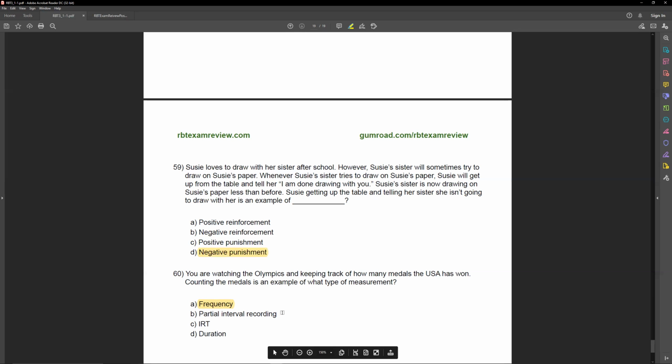Partial interval recording is what? That's a type of discontinuous measurement, okay? IRT is the time in between two responses, and duration is the total time it takes for a response to complete. We are looking for the count of the medals or how many medals, therefore that is frequency.